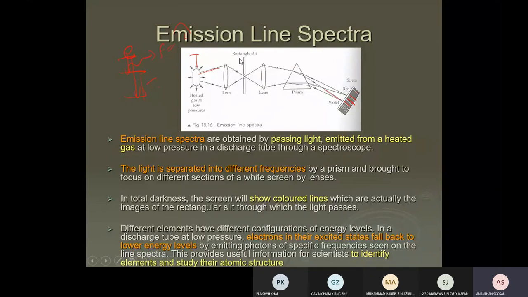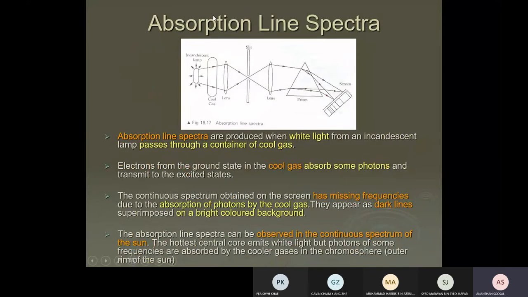Then, if Niels Bohr is correct, they repeated the experiment with absorption spectrum. For absorption spectrum, they use the same gas, but now the gas is a cold gas because they want the electron to be in the ground state. They expose this gas to a light source with the entire visible light. So there are a lot of photons.